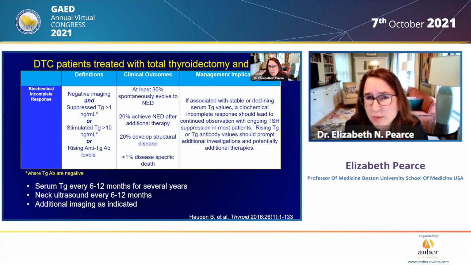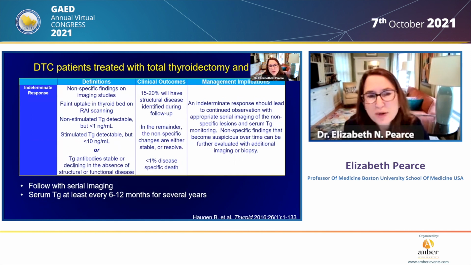So about a third of them probably are going to spontaneously evolve to no evidence of disease if we do nothing. And about another 20% of them essentially are going to be cured after some additional therapy. But there are about 20% of these patients who are going to go on to develop a structural disease. So these are patients where we need to continue fairly frequent surveillance with serum thyroglobulin every 6 to 12 months and continued neck ultrasound every 6 to 12 months, and then additional imaging as indicated, as we've talked about already.